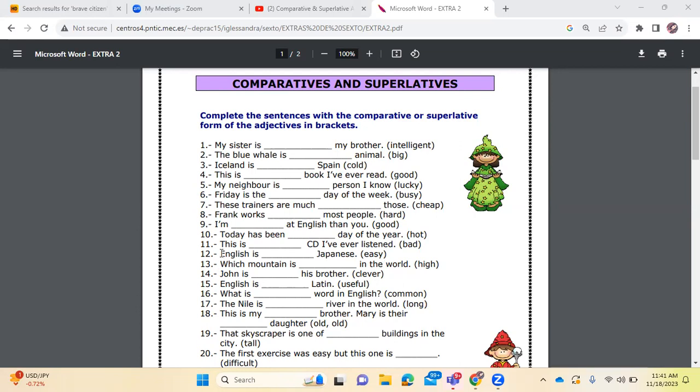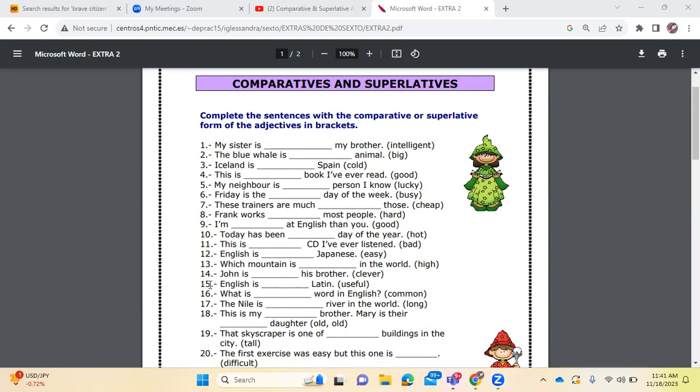Number 14. John is blank his brother. A comparison is there. John and his brother. We are comparing these two people. So it should be John is cleverer than his brother.